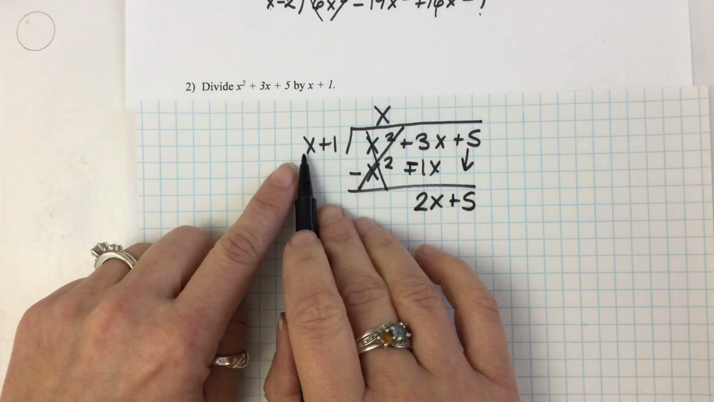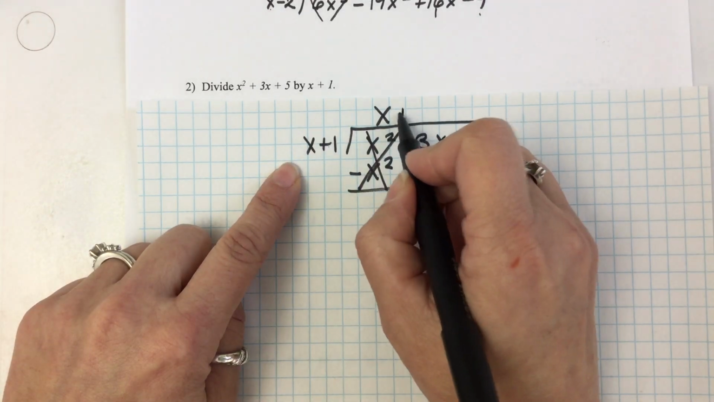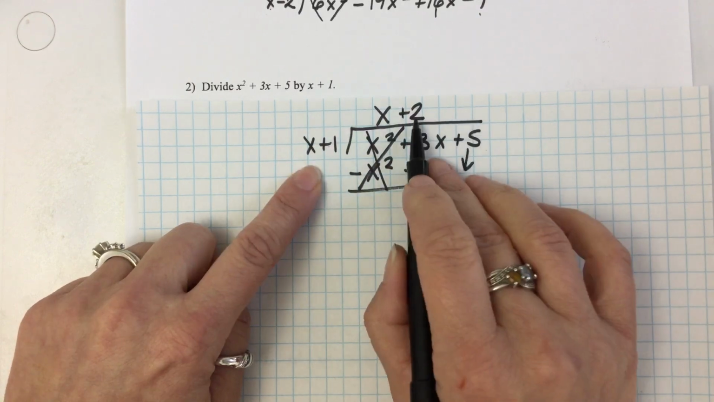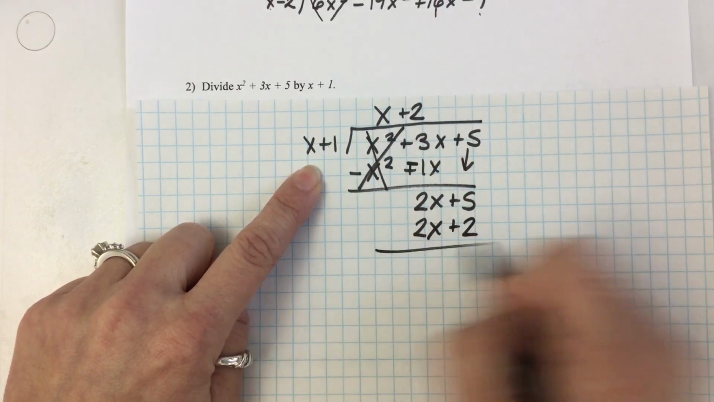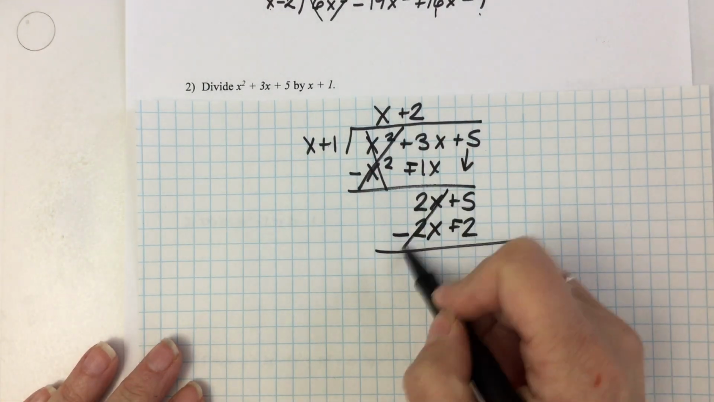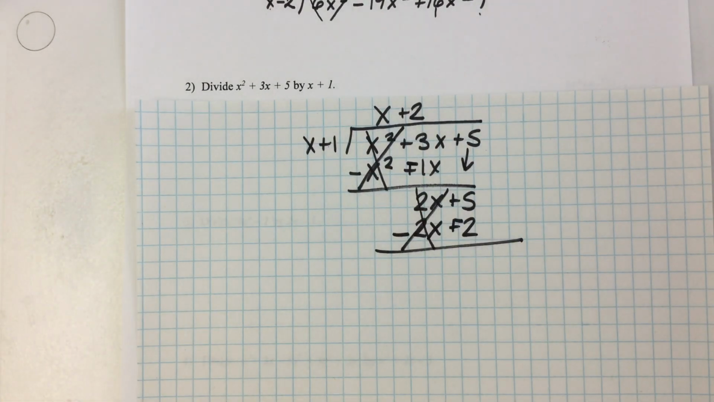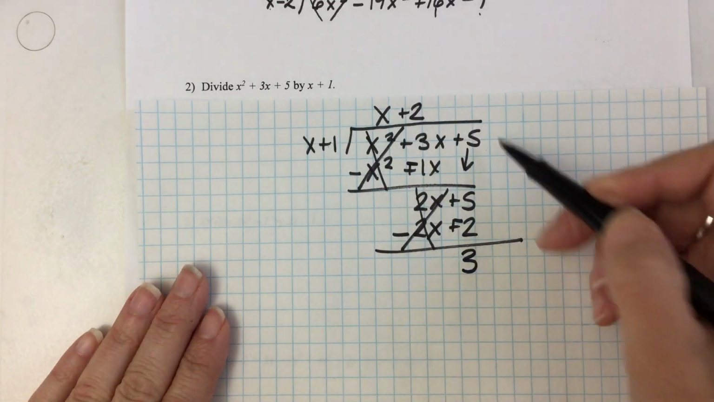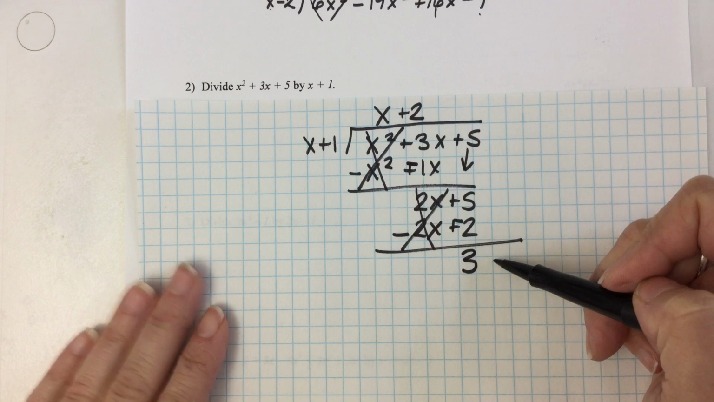Start again. To change x into 2x, I need a 2. 2 times x is 2x. 2 times 1 is 2. Change the signs of the second row. Positive 2x, negative 2x cancels. Positive 5 minus 2 is 3. There's nothing left to bring down.